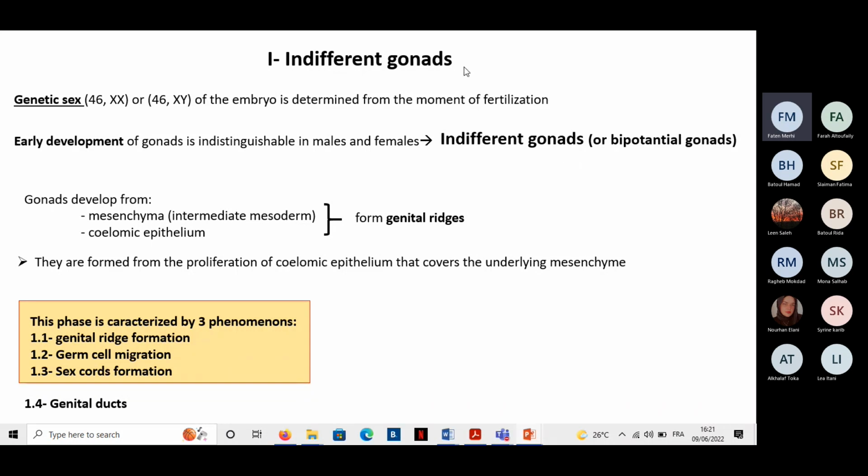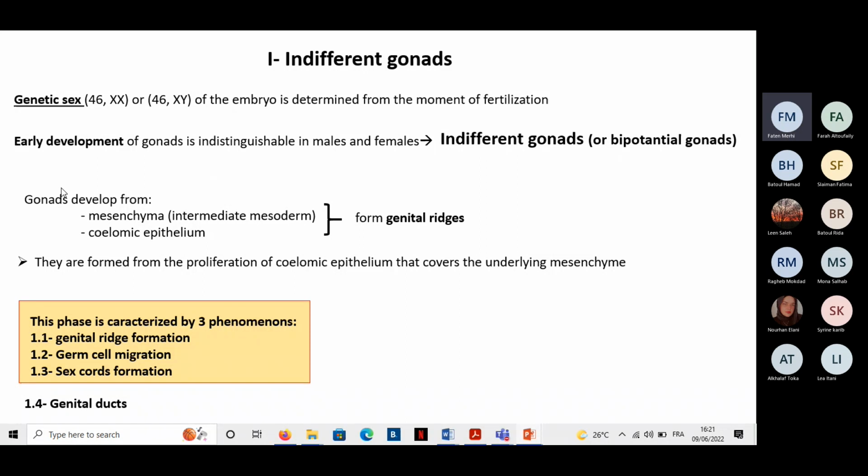So in the first stage of gonad formation, they are indifferent or indistinguishable between females and males, and they are called indifferent gonads or bipotential gonads. Bipotential because later they will differentiate to give either a male gonad or a female gonad. So when they are indifferent, they have the potential to differentiate into both of the gonadal types. We call them bipotential gonads.